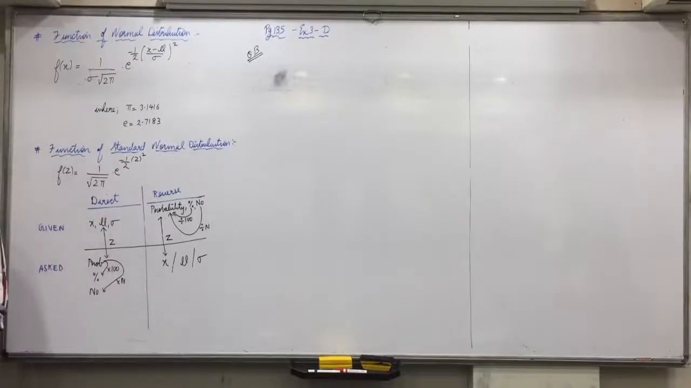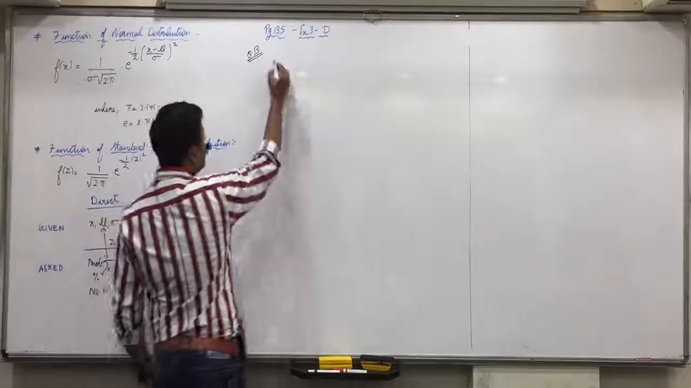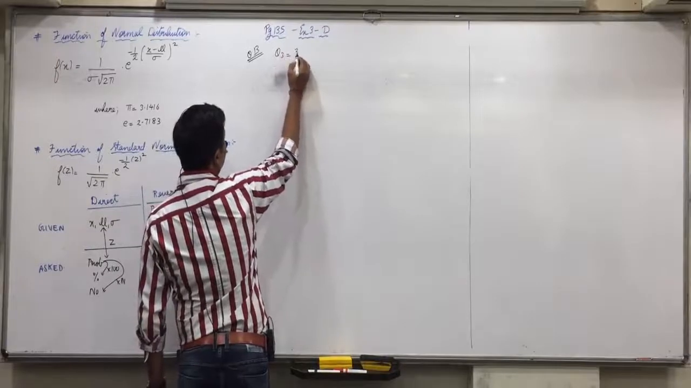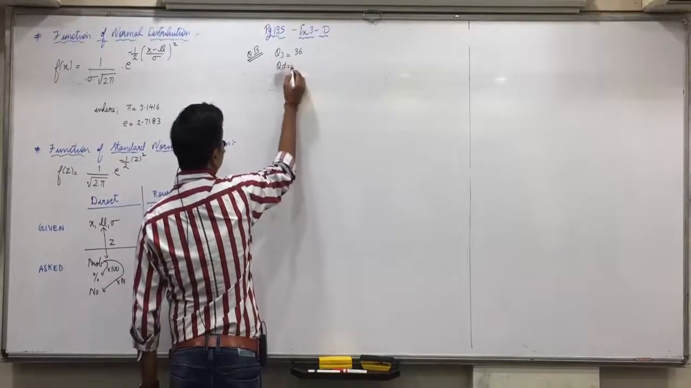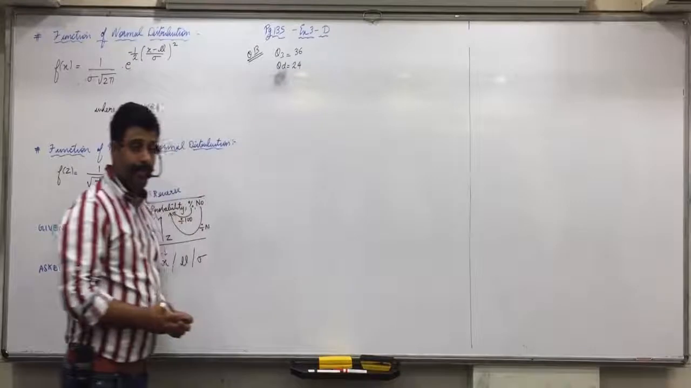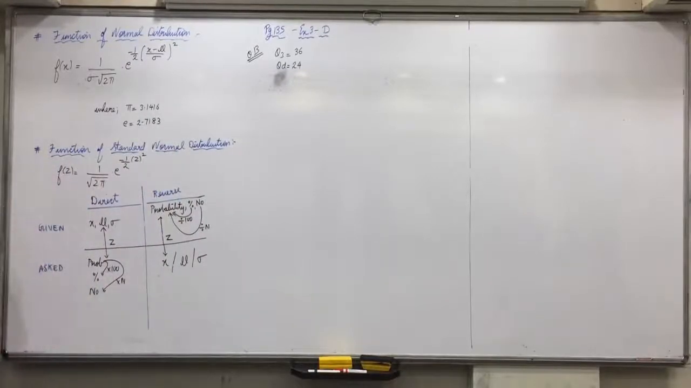For a normal distribution, the third quartile and quartile deviations are 36 and 24 respectively. Third quartile means Q3, quartile deviation means QD. Now they say find the mean of the distribution. Raise your hand. How can you find the mean?